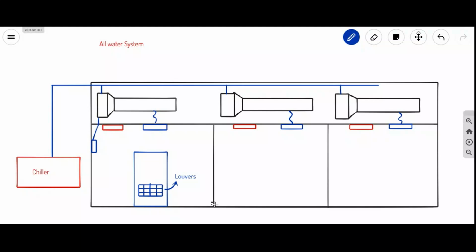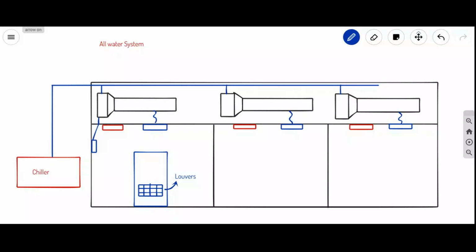Suppose this room does not have a balcony, and you don't have the possibility of placing the louvers. Then you need to run a separate duct for the fresh air from outside.